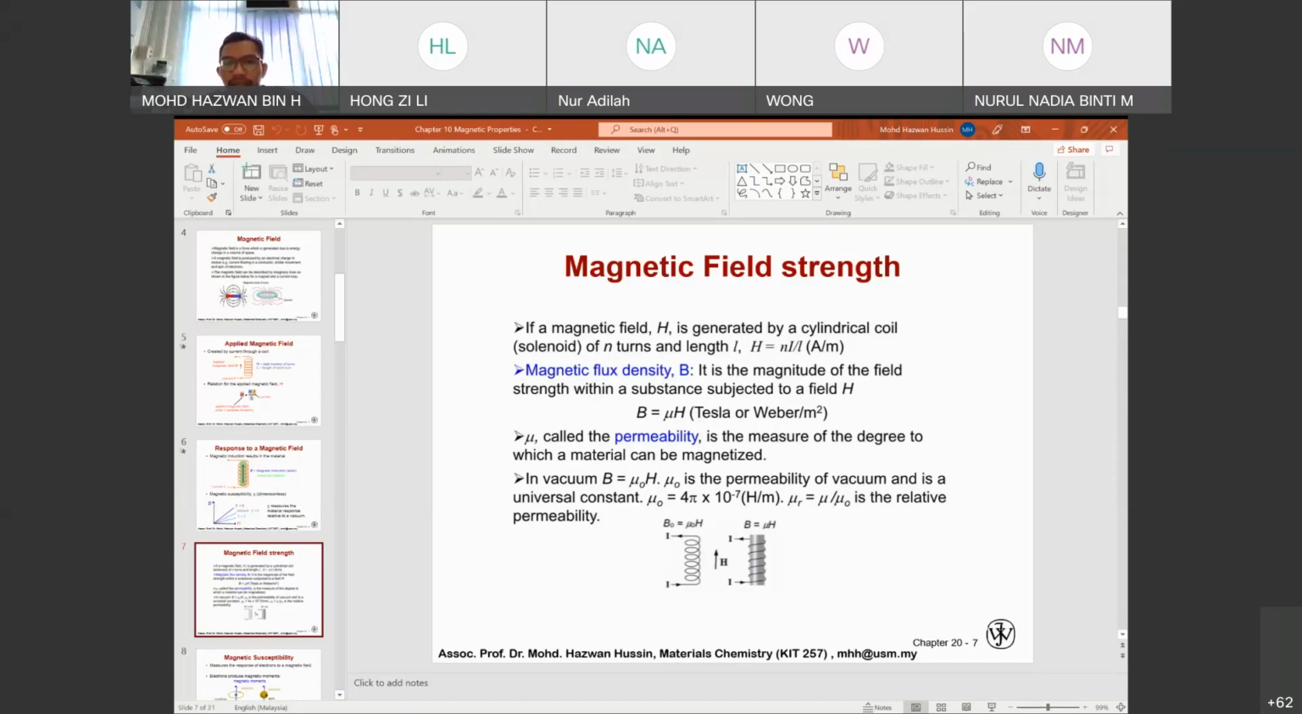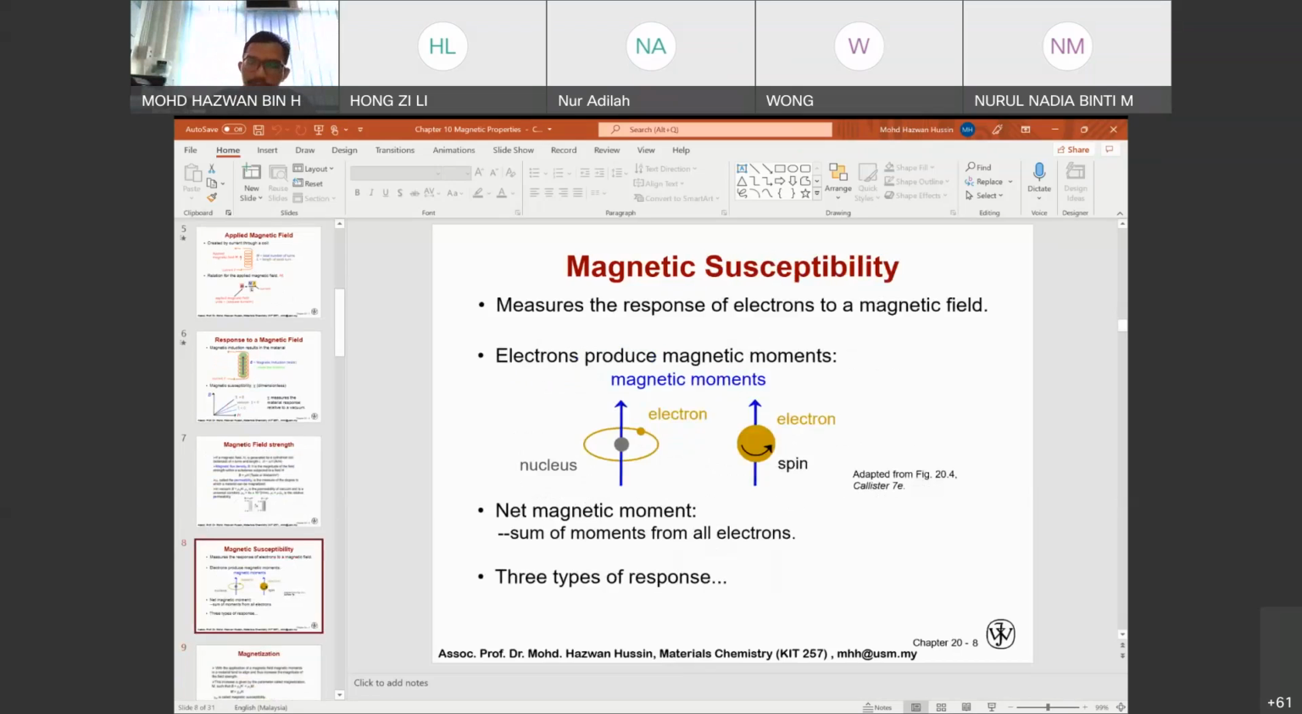In a vacuum, it is a measure of the degree to which a material can be magnetized. The magnetic flux density or induction is equal to mu naught multiplied by H, where mu naught is the permeability of a vacuum, and it is a universal constant whose value is equal to 4 pi times 10 to the power of minus 7. And mu r is basically the relative permeability and can be calculated by mu over mu naught, where mu is the permeability over the permeability in a vacuum.